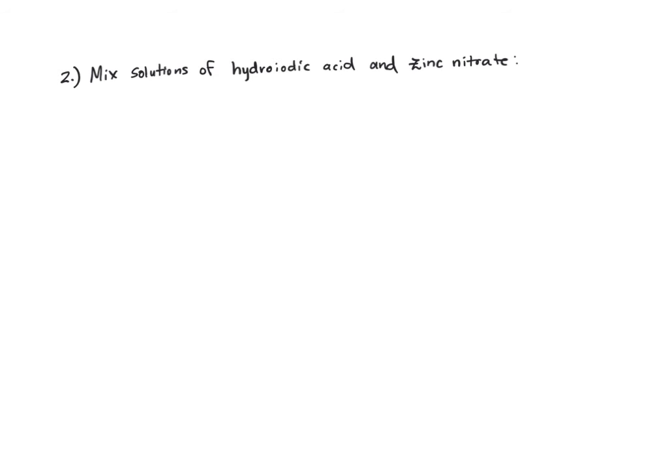Hydroiodic acid has a name suggesting that this acid does not contain oxygen. It must contain a hydrogen cation and an iodide anion. The formula for hydroiodic acid therefore must be HI. Acids are always aqueous. Zinc nitrate has a cation, zinc, which always gets a 2+ charge, and nitrate, which has the formula NO3-. To write the formula for zinc nitrate, then, we'll need 2 nitrates for every 1 zinc: Zn(NO3)2. Nitrates are soluble, so zinc nitrate should be as well.